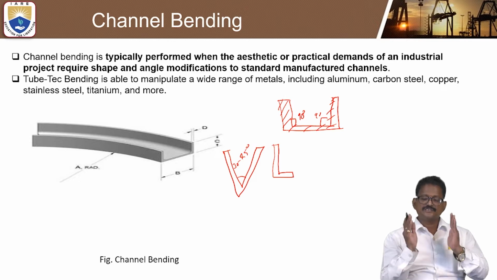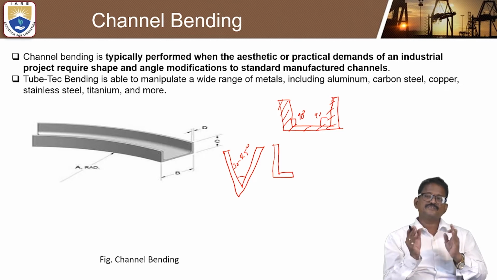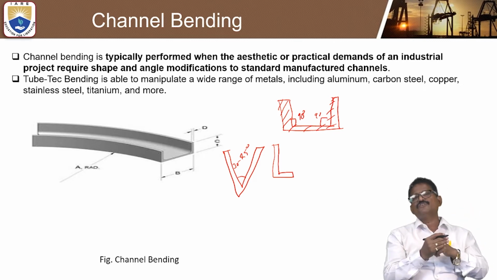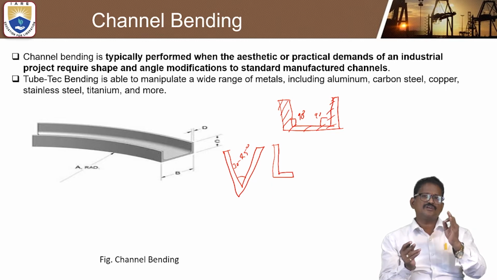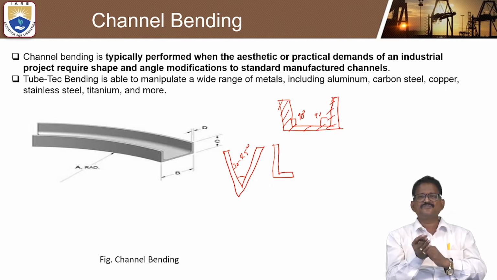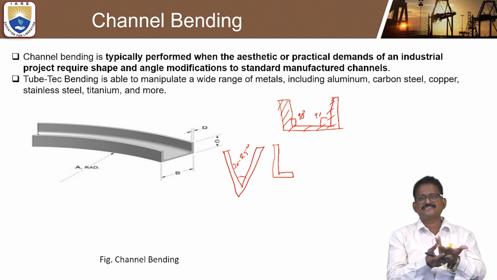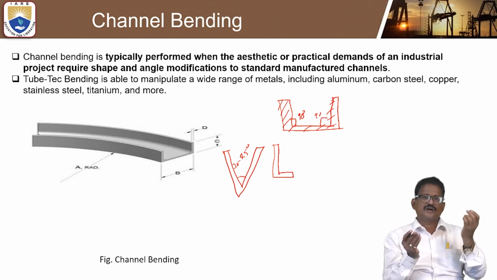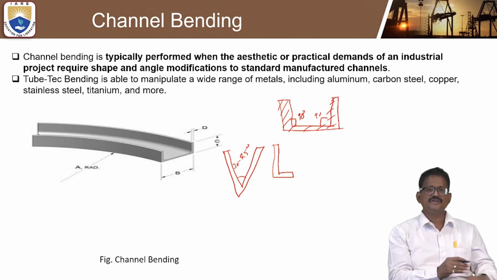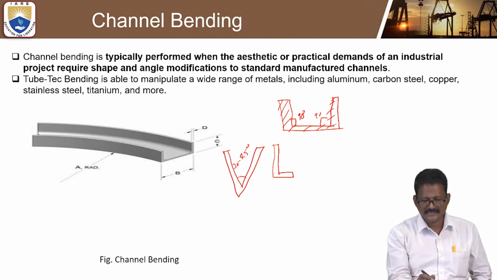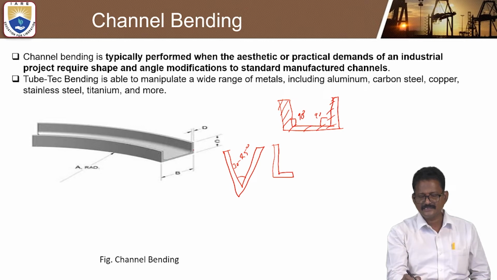Channel bending is a square or rectangle based type, depending upon some application of channels in windows, doors, and it can be widely used and performed. Okay, and one interesting thing is tube bending, which is also used to manipulate a wide range of metals, either ferrous or non-ferrous metals, such as aluminum, carbon steel, stainless steel, titanium, which are most widely used in this type of channel bending.